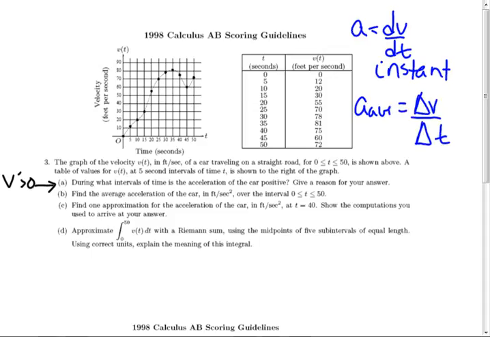So I want it between 0 and 50. So I want to use this ordered pair and this ordered pair. Oh, did I do the wrong one in the other class? I might have. And 50. No, it's right.